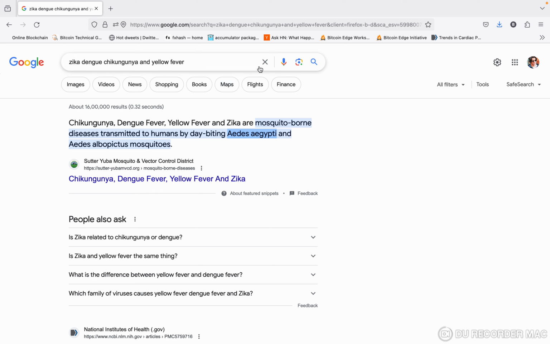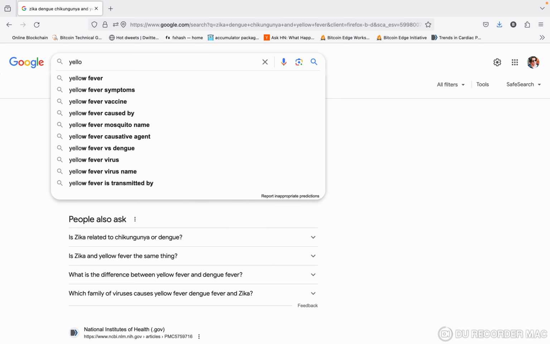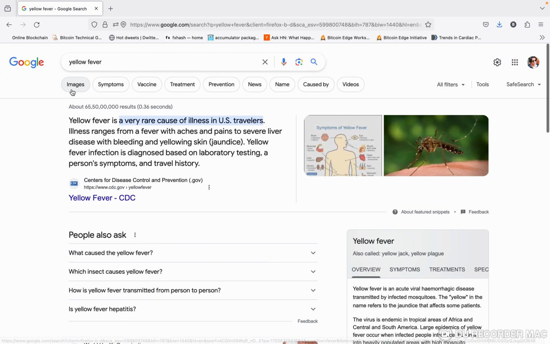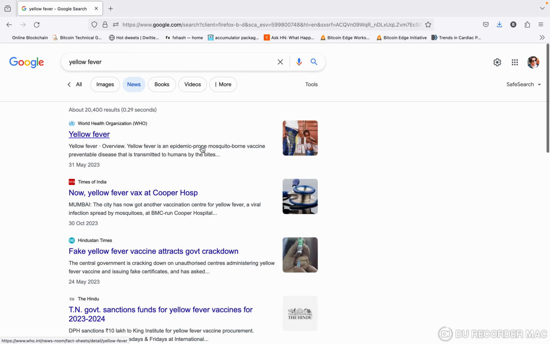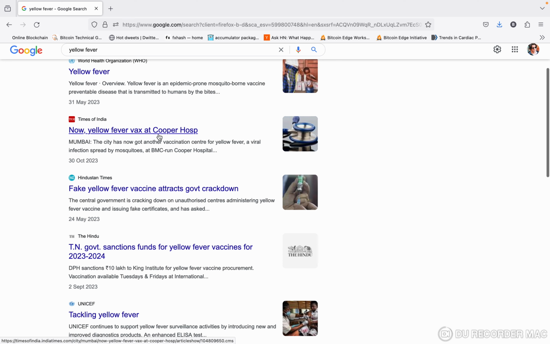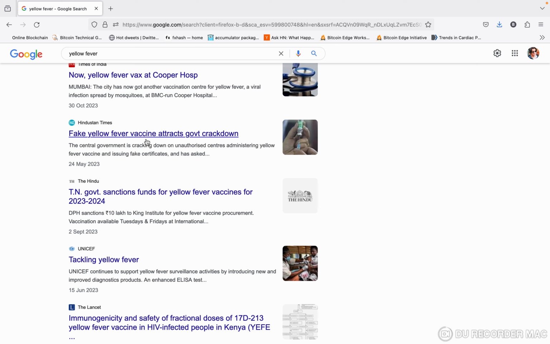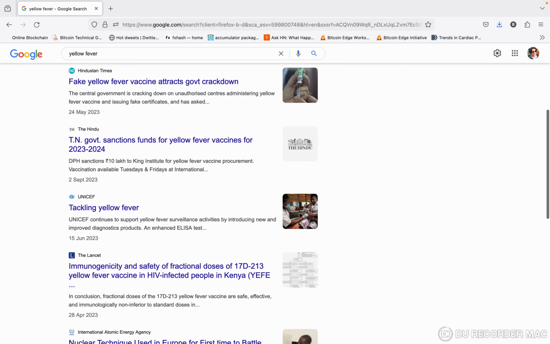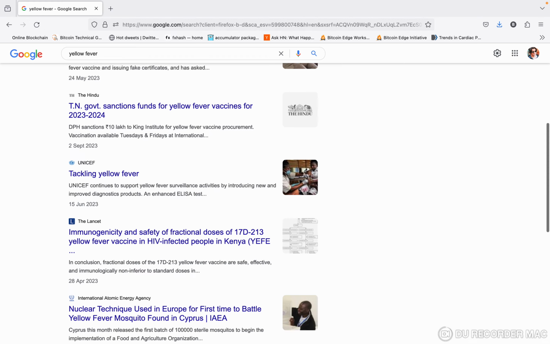diseases. So what happens in yellow fever? Let me check. The symptoms are almost the same. So let me check any news of these diseases recently. Yellow fever vaccine, fake yellow fever vaccine attracts government crackdown. Okay, there is some news. Sanctions for yellow fever vaccine. Okay, yellow fever vaccine is in the news.